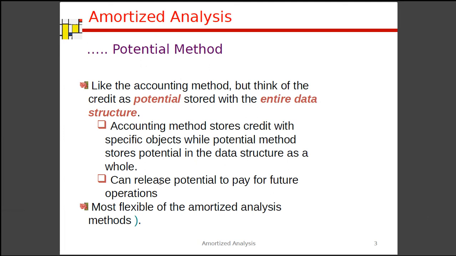This is like releasing potential to pay for future operations. Consider there is a bank account, and against that bank account, the bank manager has to approve a loan. In that case, on the basis of the potential of the previous transactions, the bank manager can decide how much potential this account has. So this is more flexible than the remaining two techniques.